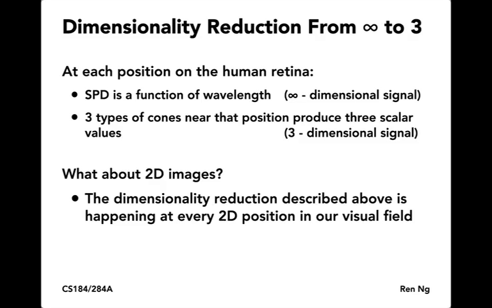Now, so this is from infinite dimensional to 3-dimensional. That's in the spectral sense, just to be really clear about this to avoid confusion. What about, these are 2D images, right? We looked at a damselfly that's 2D. So what is this 3D versus infinity or 2D? The infinity to 3 is in terms of the spectral characteristics, the wavelength function. In terms of the 2D image, yes, it is a 2D image of the damselfly. The dimensionality reduction that I just described is occurring at every 2D position in the visual field of this picture.